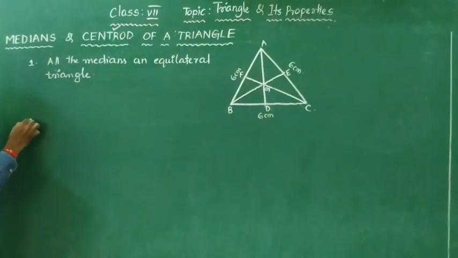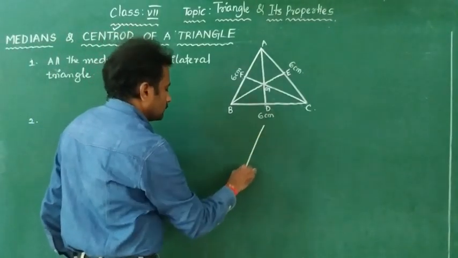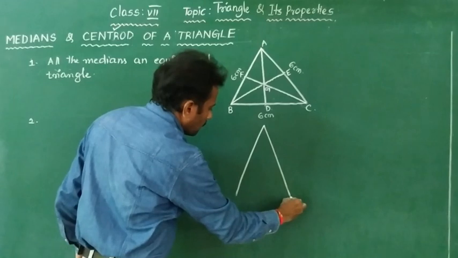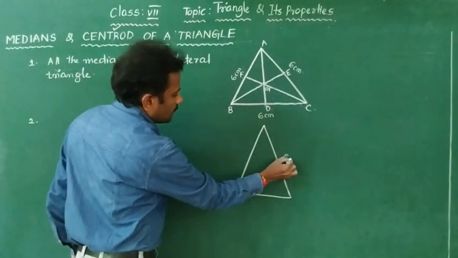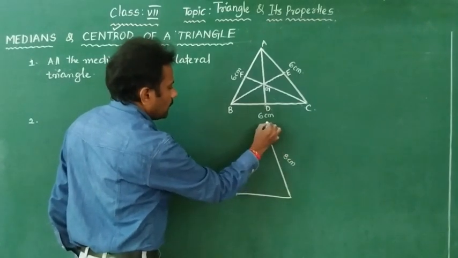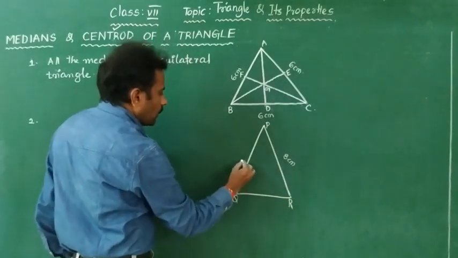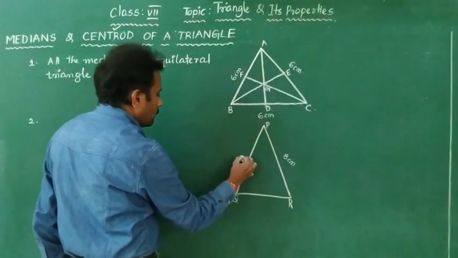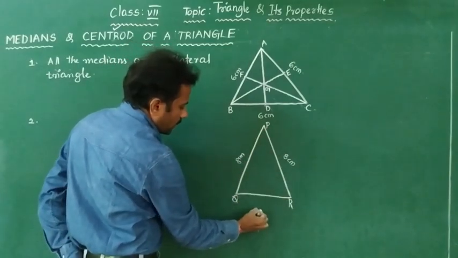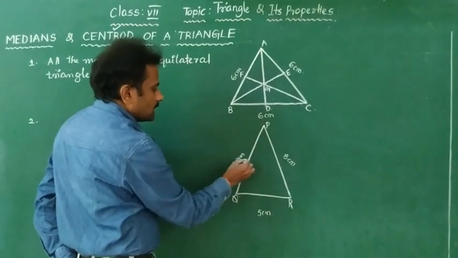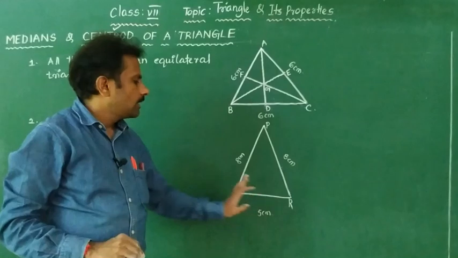Similarly, if you take an isosceles triangle, children, this is an isosceles triangle where only two sides are equal. For example, let me take 8 centimeters. So this PQR triangle, let us take, where PQ and PR are equal, and QR you take different, something like 5 centimeters. So this is an isosceles triangle. To show this is an isosceles triangle, I have taken the lengths.